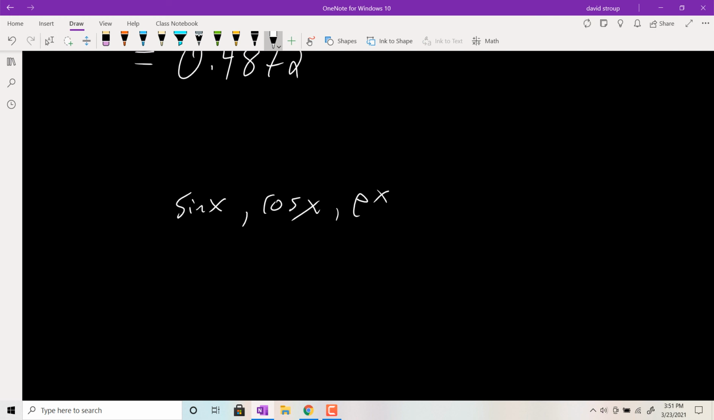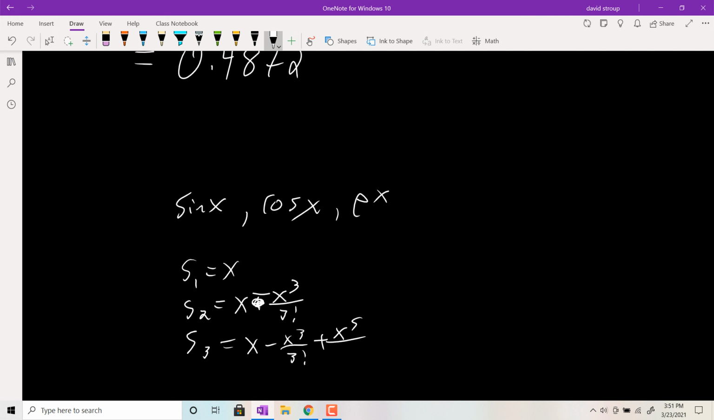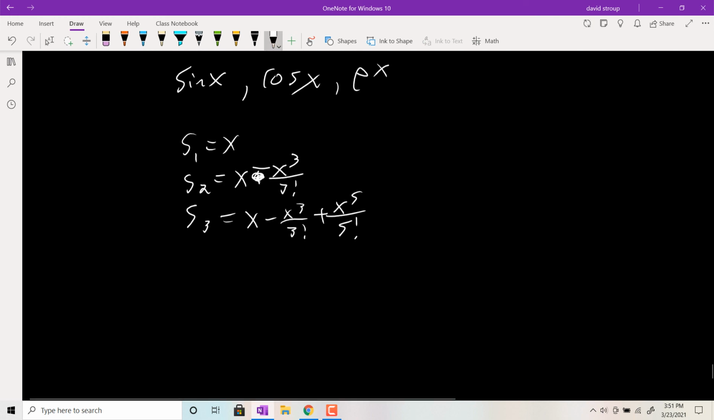Basically, you could take a sequence of polynomials, like s1 is x, s2 is x plus x cubed over 3 factorial, or actually that should be minus, right? s3 is x minus x cubed over 3 factorial plus x to the 5th over 5 factorial. And if you take the limit of that sequence of polynomials as n goes to infinity, you will end up with, in this case, sine x. So that's kind of the relationship. How do we go from polynomials to trig functions and stuff like that?